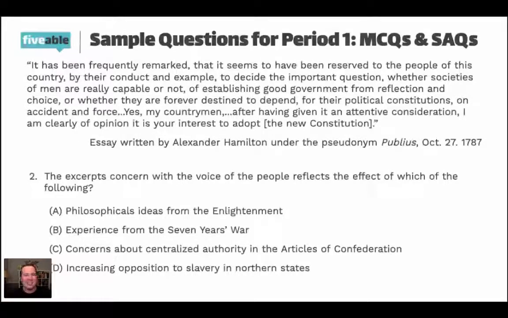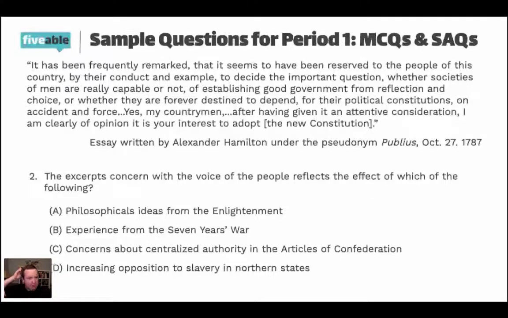So we have A, B, C, or D. What do you think? Hannah's kind of going back and forth, but she thinks it might be A. We have some examples here. Jake seems to think it's A as well. Yeah, this was a little bit trickier.